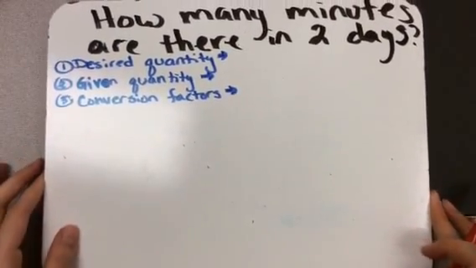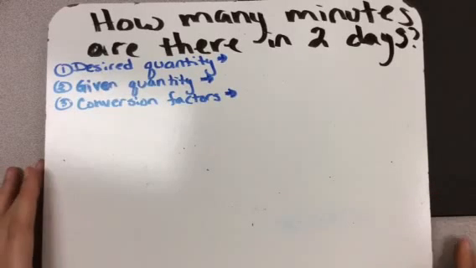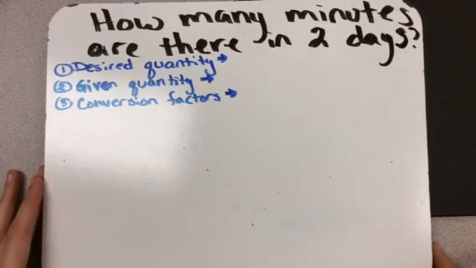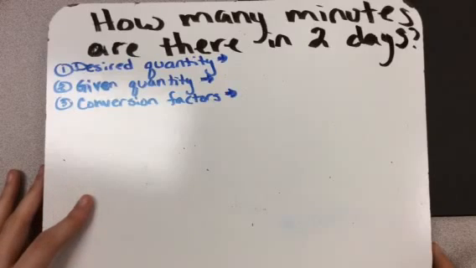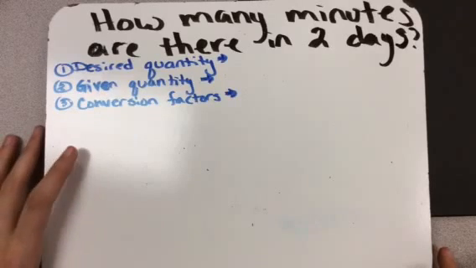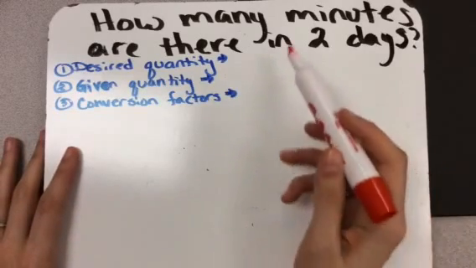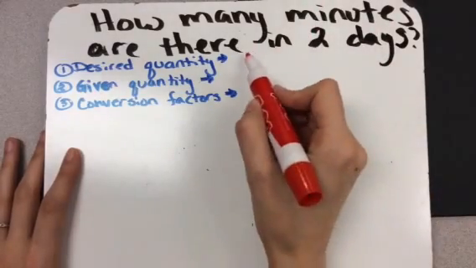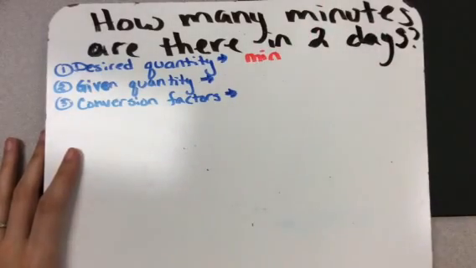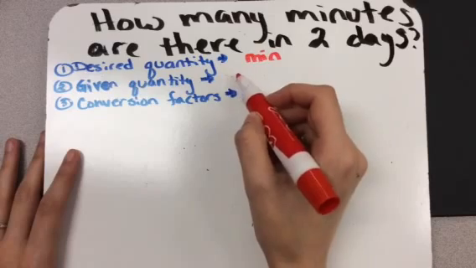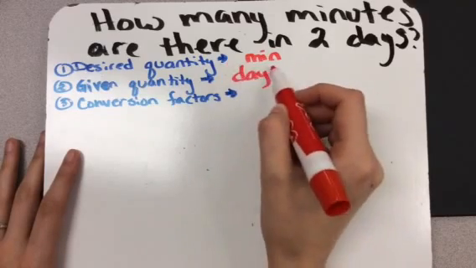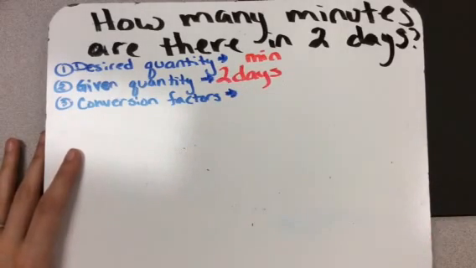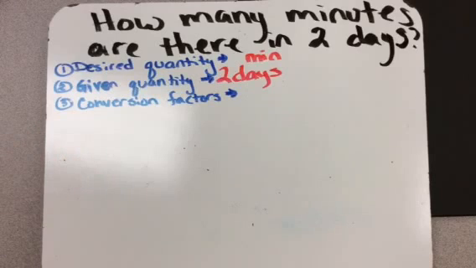Here we have a question. How many minutes are there in 2 days? First we want to look at, okay, what is the desired quantity? What are we looking for? We're looking for how many minutes. So this is our desired quantity. Our given quantity is the information that we are starting with, that is the 2 days.